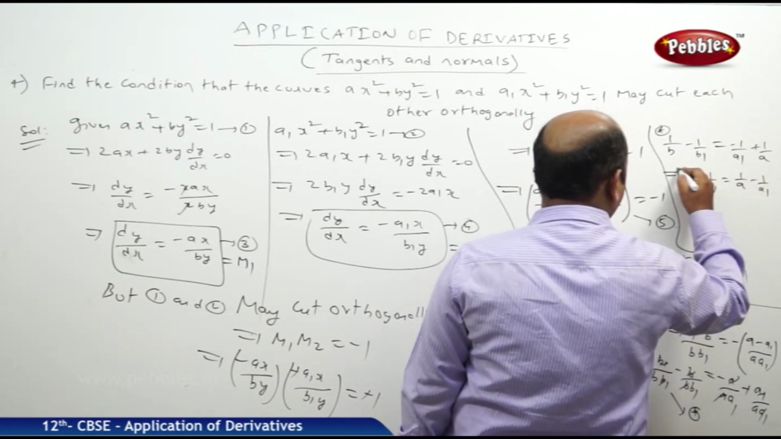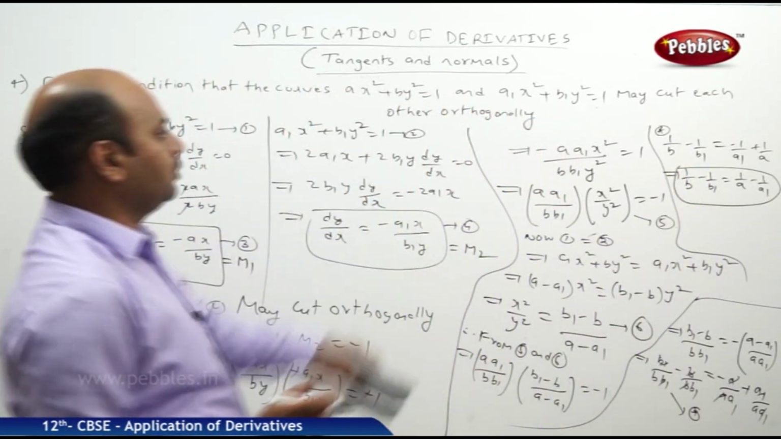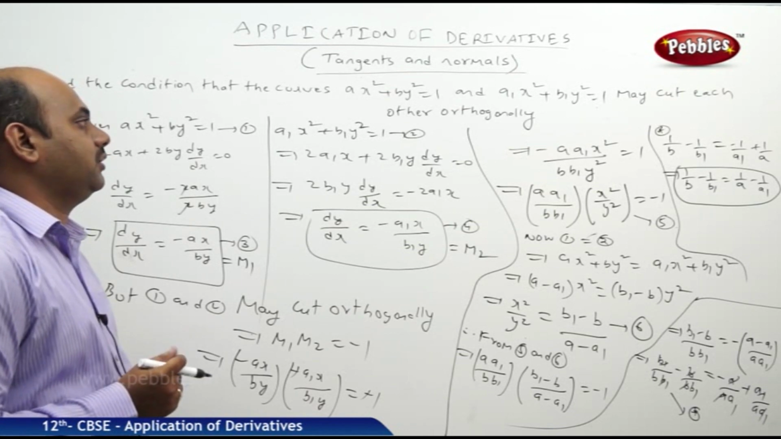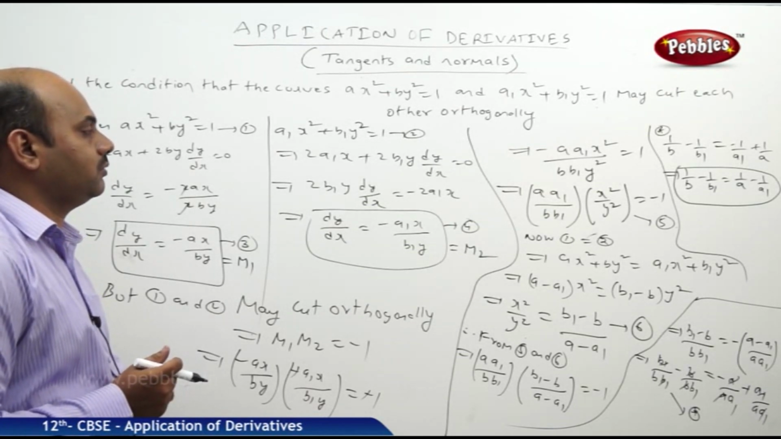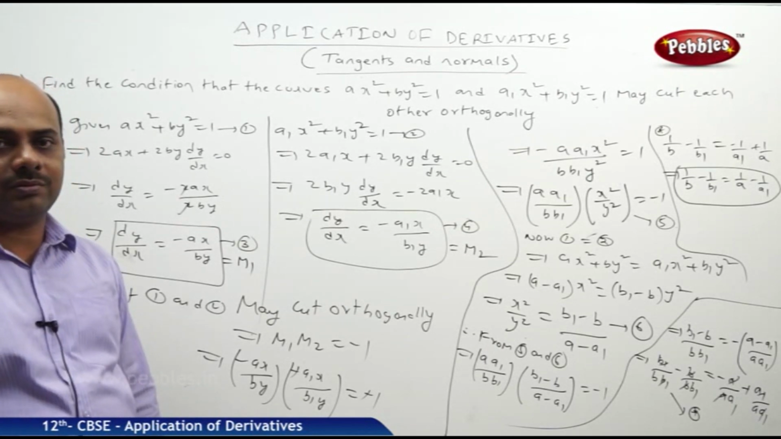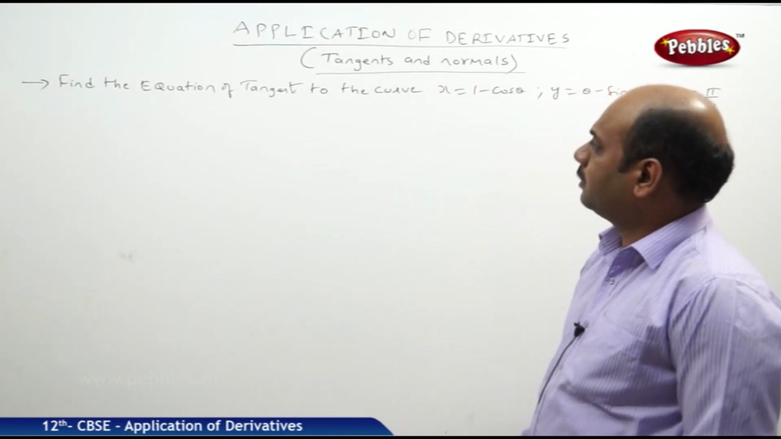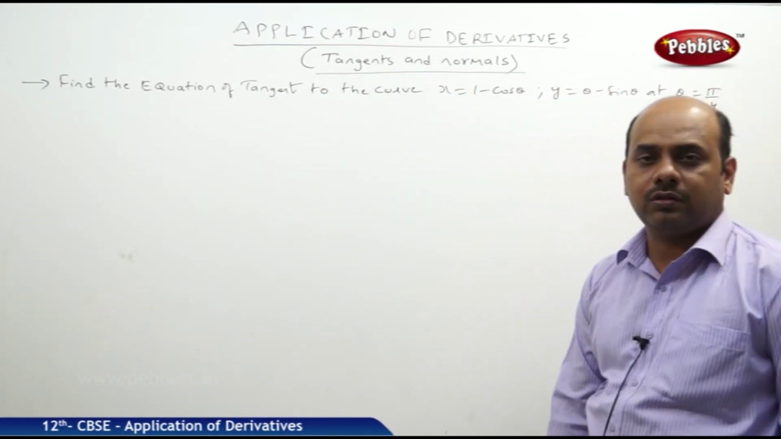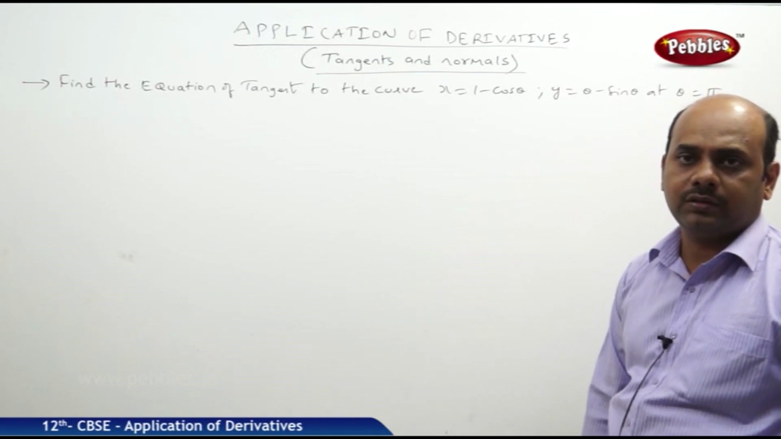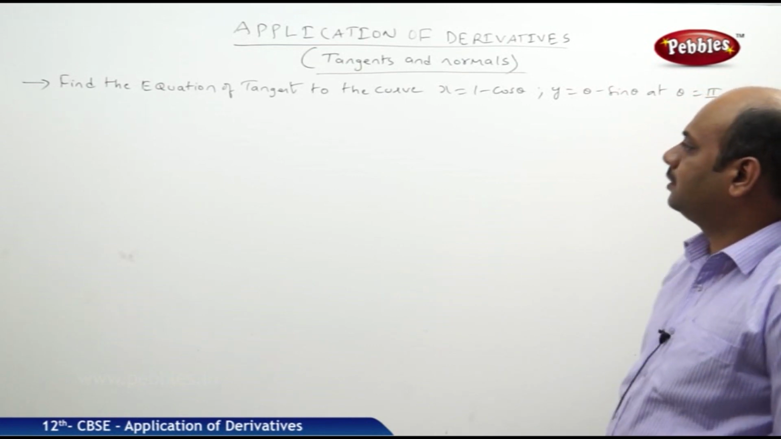minus 1 by a1. This is our required condition for the two curves ax square plus by square is equal to 1 and a1x square plus b1y square is equal to 1 to cut each other orthogonally. Very important problem, right? Please copy. Already in one of our previous classes we have found out how to find the equation of tangent and equation of normal, but now some higher order thinking questions we shall start.